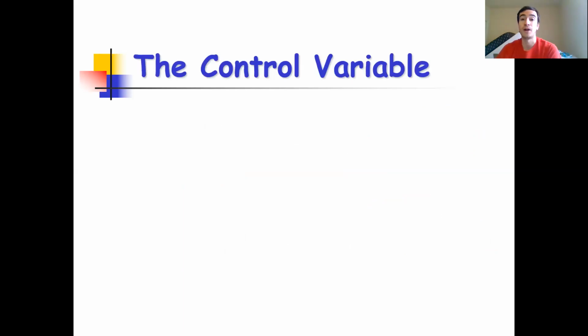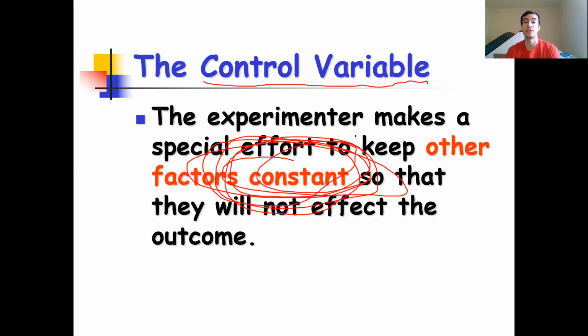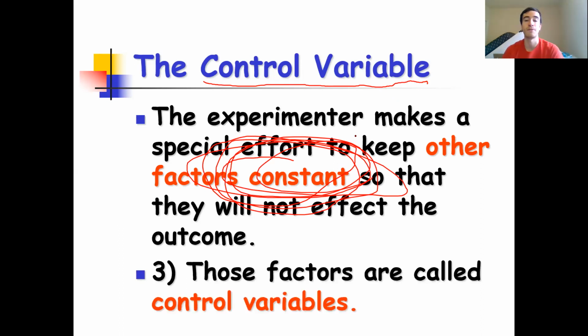The last set of variables that scientists have to think about are grouped into one overall group called control variables. So anything that is not our independent variable or our dependent variable is a control variable, something that the scientists want to keep the same or keep constant so that they don't affect the outcome of the experiment. These are things that we do not want to change between our groups. These are our control variables.